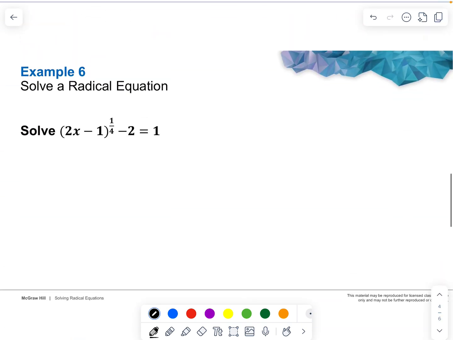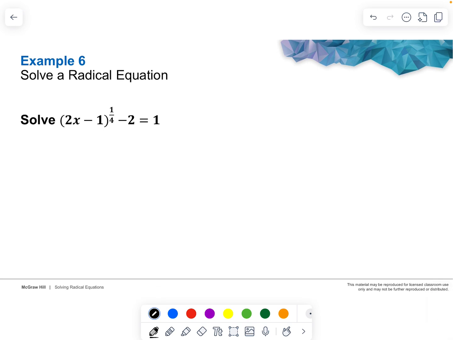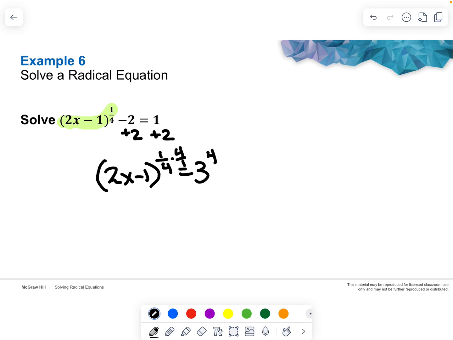Let's see what we got. We have one more to solve, and then we'll graph. We're trying to get this part by itself. So let's add 2. We need to raise both sides to the reciprocal of 1/4. So that is 4 over 1, or just 4. This cancels. 2x minus 1 equals 3 to the 4th.